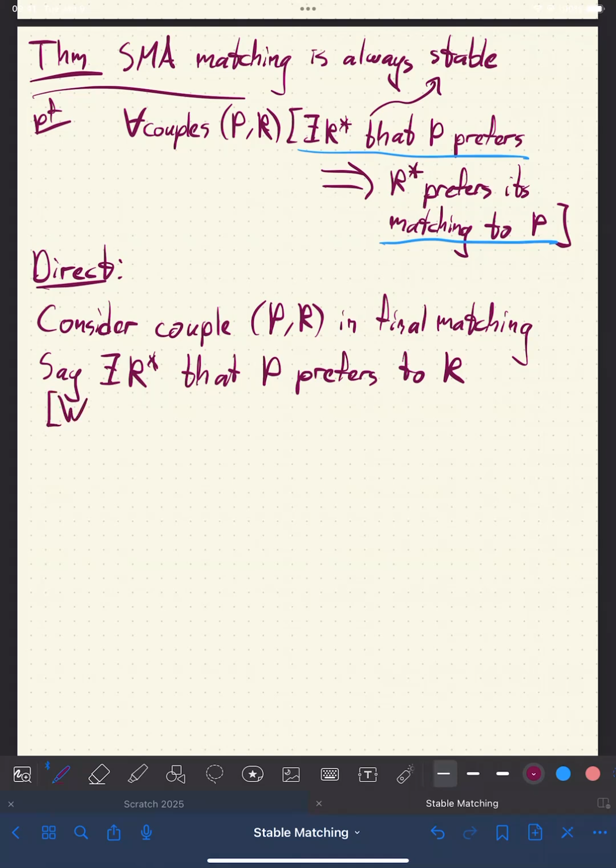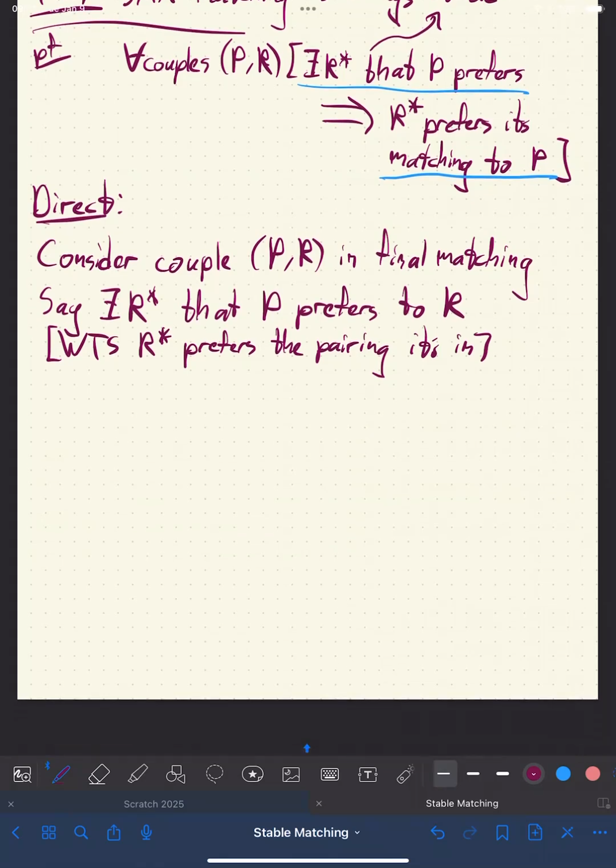And let's just write it out, right? This is how we do proofs, or how it can be helpful to do proofs. We want to show the consequent. That is, we want to show that R star prefers the pairing it's in. It should prefer the pairing that it's already in as opposed to moving to P. So let's go ahead and prove that.